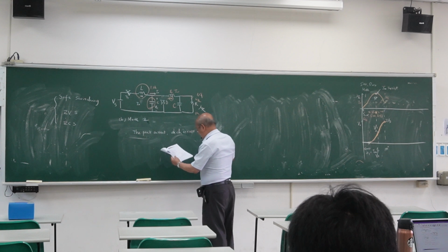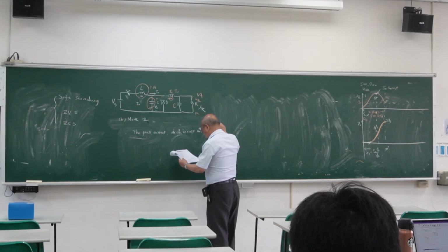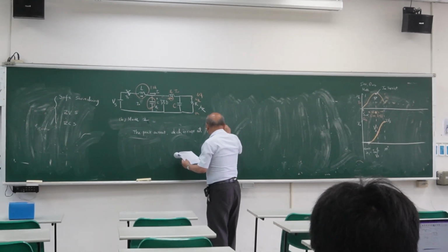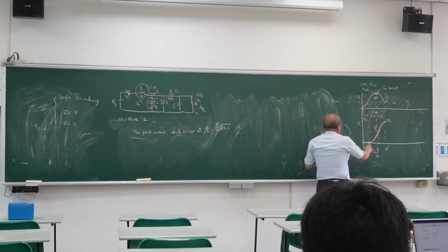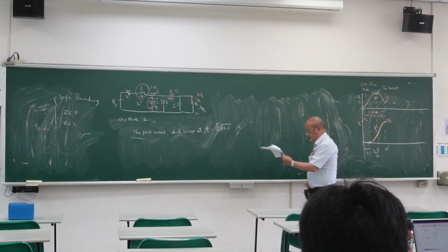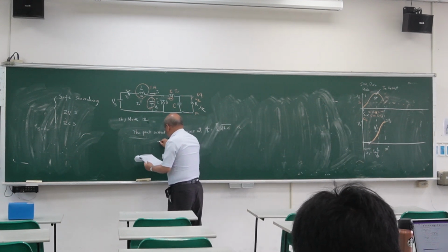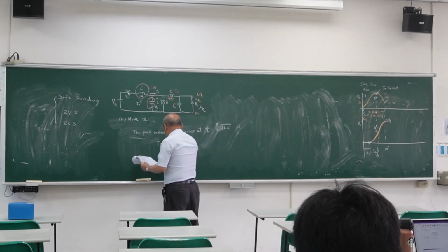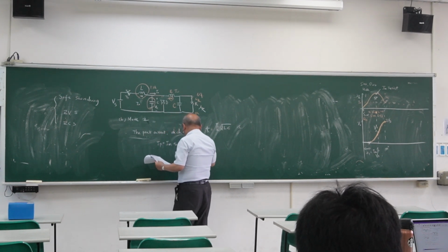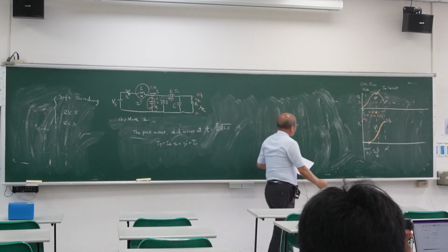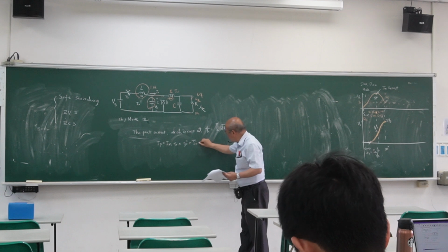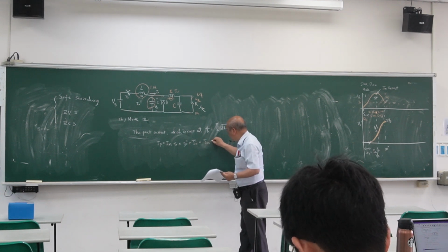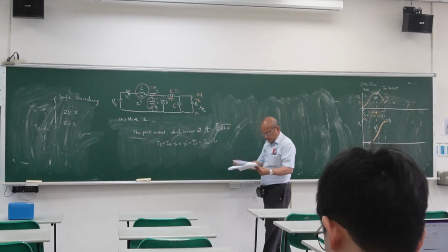What is the time? Time is t equal to... So at that time we reach the peak value. So the peak is Im sin 90 degree plus I0, because this is 90 degree. So 90 degree is 1. So Im plus I0.